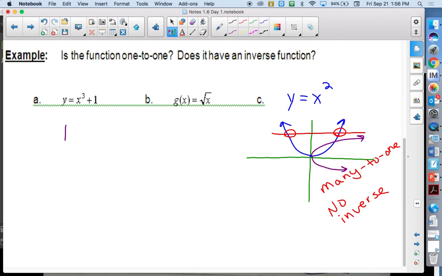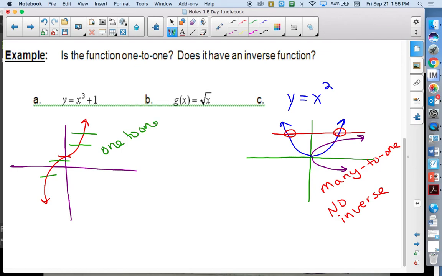Just looking at letter A. Letter A is x cubed plus 1. Remember, that's like the parabola that was like, I don't want to be a parabola. My right's going to go up, but my left side's going to go down. This one is one-to-one. So this is one-to-one. Then it would have an inverse.